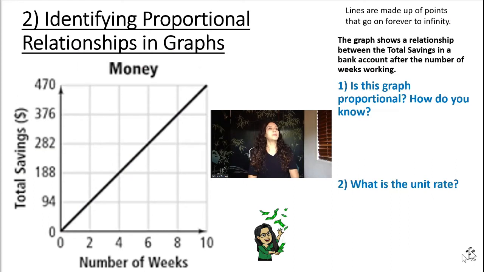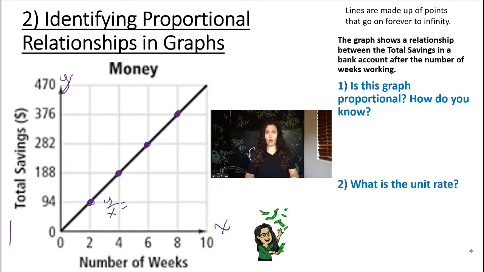All right, so it says the graph shows a relationship between the total savings in a bank account and the number of weeks working. It says, is this graph proportional? How do you know? And what is the unit rate? Well, let me put points at the intersections because it definitely looks like it's crossing at intersections. So I do y over x. And remember, this is my y-axis, this is my x-axis. It will never change. Up and down is always y. Side to side is always x.